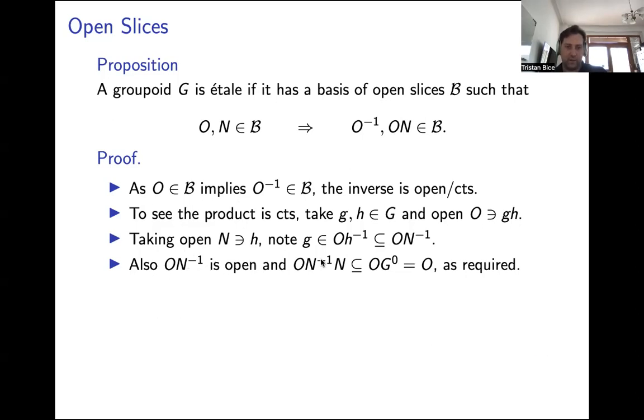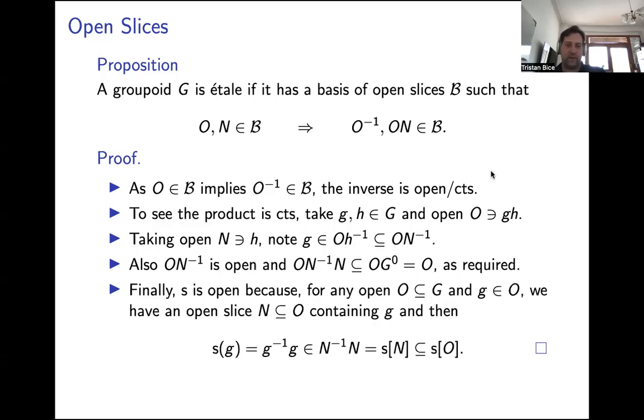If I look at this product now, the fact that N is a slice means that these products all have to lie within the unit space, and these don't affect O here. So that's really just O itself. But this is what we want. We wanted some open set, in this case O N inverse, containing G, and some open set containing H, in this case N, such that the products of all those still lie within the given open set O. This is exactly what we wanted. So that tells you the product is continuous.